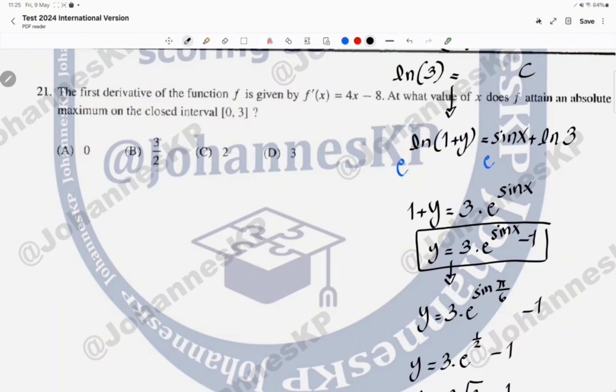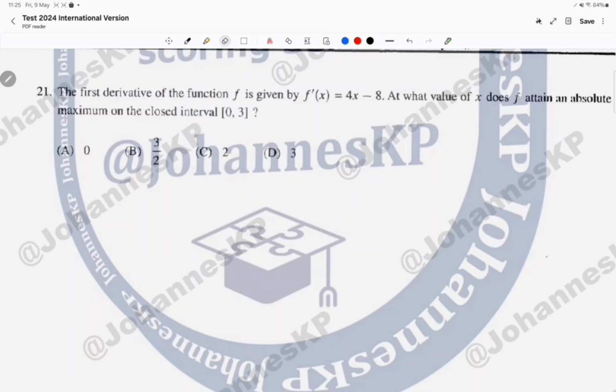Let's erase everything. Okay. The first derivative is given by this. At what value does the f attain the absolute maximum? Do you know what that means? Whenever they say maximum or minimum, you must differentiate and find the x by equating your derivative to 0. But it's already differentiated for you. So just equate it to 0.